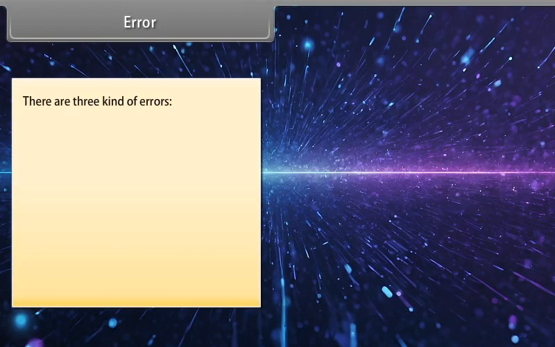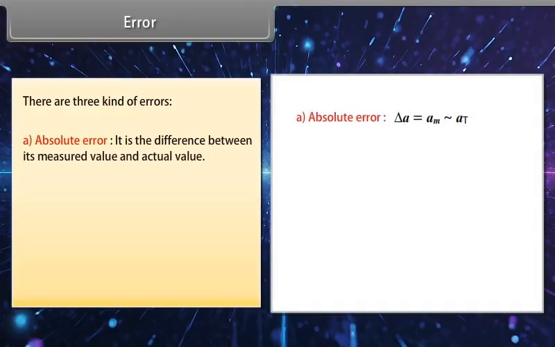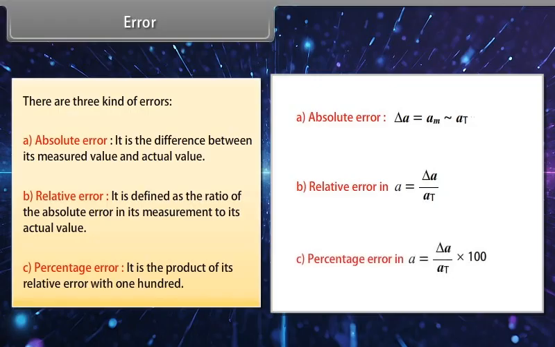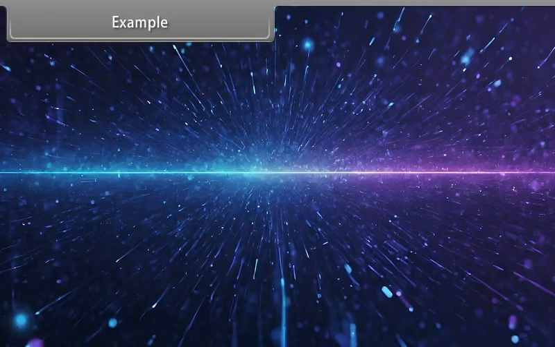There are three kinds of errors. Number 1. Absolute error. It is the difference between its measured value and actual value. Number 2. Relative error. It is defined as the ratio of the absolute error in its measurement to its actual value. Number 3. Percentage error. It is the product of its relative error with 100. Example. Let's take an example of errors.